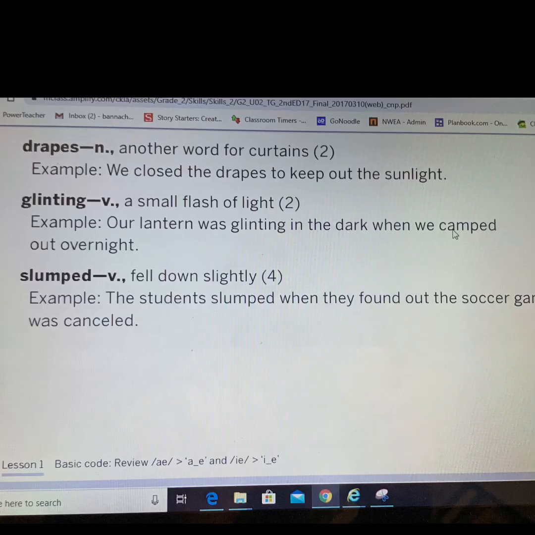Here are some vocabulary words that we will see in our story. Drapes. That's another word for curtains. Glinting. That's a small flash of light. For example, our lantern was glinting in the dark when we camped out overnight. And our last word is slumped, which means fell down slightly. For example, the students slumped when they found out the soccer game was canceled. Kind of like when your shoulders go down, you slump.